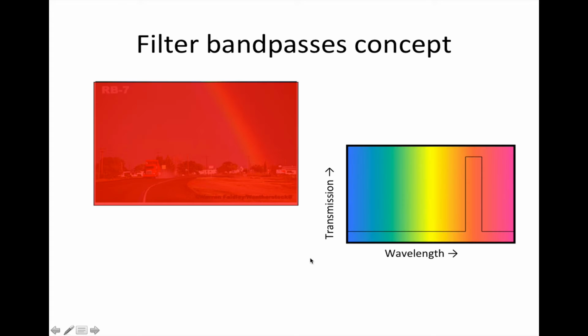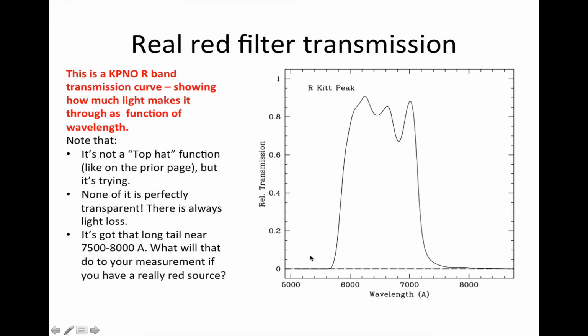It is not the idealized top hat function from the prior page. It's trying, but it's not. Also note that none of it is completely transparent. There's always going to be light loss. So it's got a slope here, goes up pretty quick, and then there are bumps on the top, and then it's got a slope down, but look, it's got a long tail.